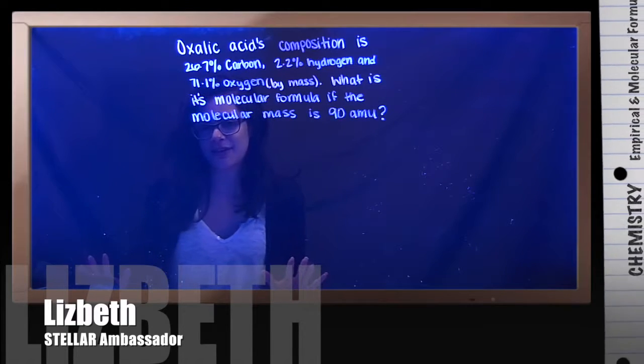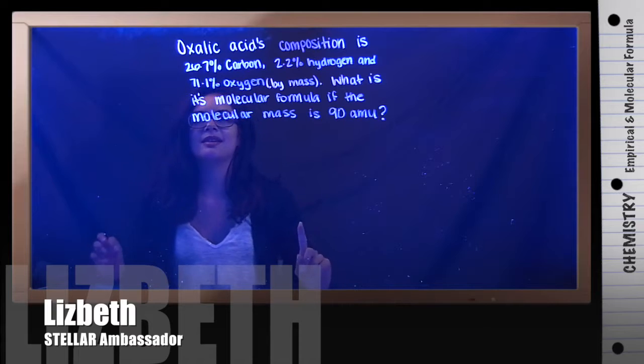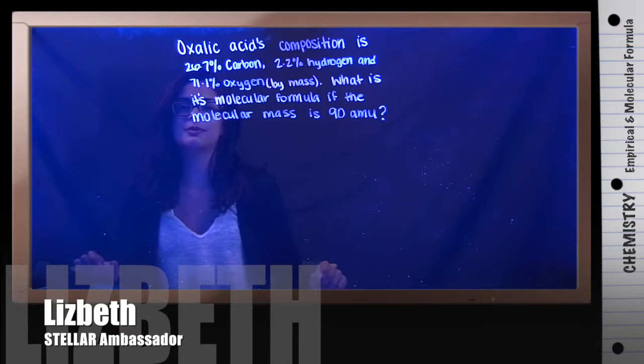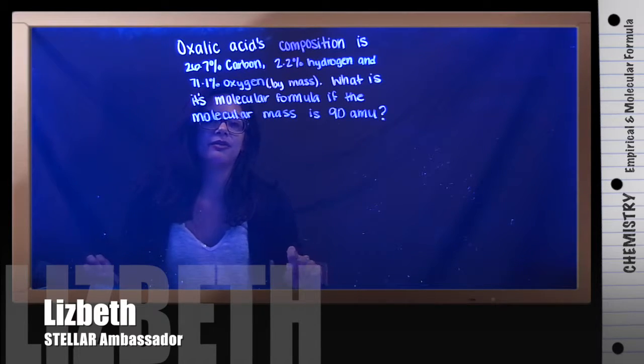Hi, my name is Lisbeth Ramos, and today we're going to be going over finding the empirical formula and the molecular formula given this problem right here. So our problem says oxalic acid's composition is 26.7% carbon, 2.2% hydrogen, and 71.1% oxygen by mass. What is the molecular formula if the molecular mass is 90 AMU?